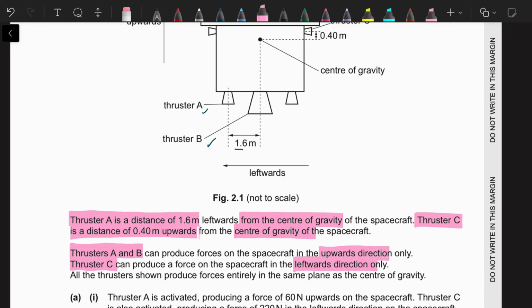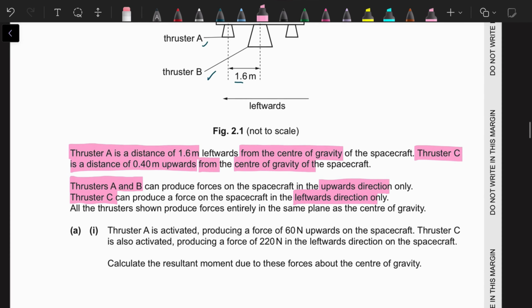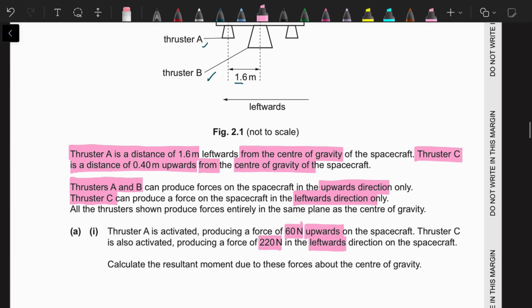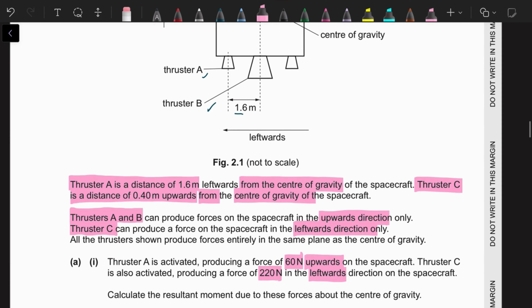Now let's look at what the question wants us to do. Part (a)(i): Thruster A is activated, producing a force of 60 Newton upwards. Thruster C is also activated, producing a force of 220 Newton leftwards on the spacecraft. Calculate the resultant moment due to these forces about the center of gravity.